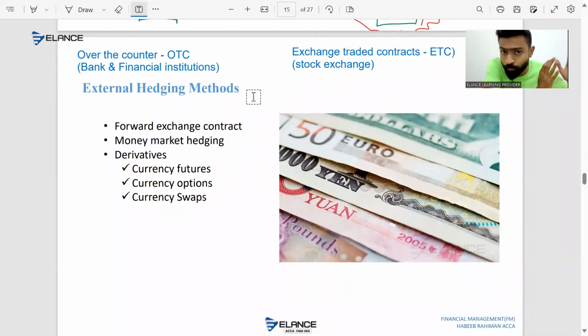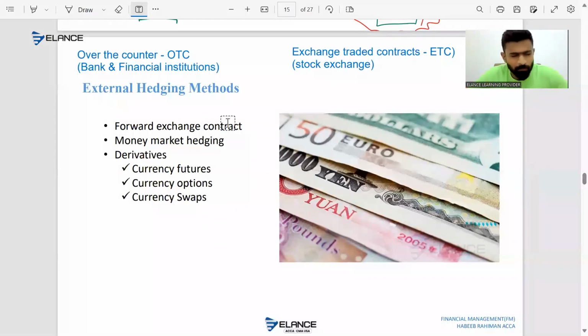If you are raising funds through banks, that is said to be over the counter financing. If you are going through a stock exchange, it is said to be exchange traded financing. So any contract done through financial institutions like banks is said to be over the counter. If it's through stock markets, it is said to be exchange traded.